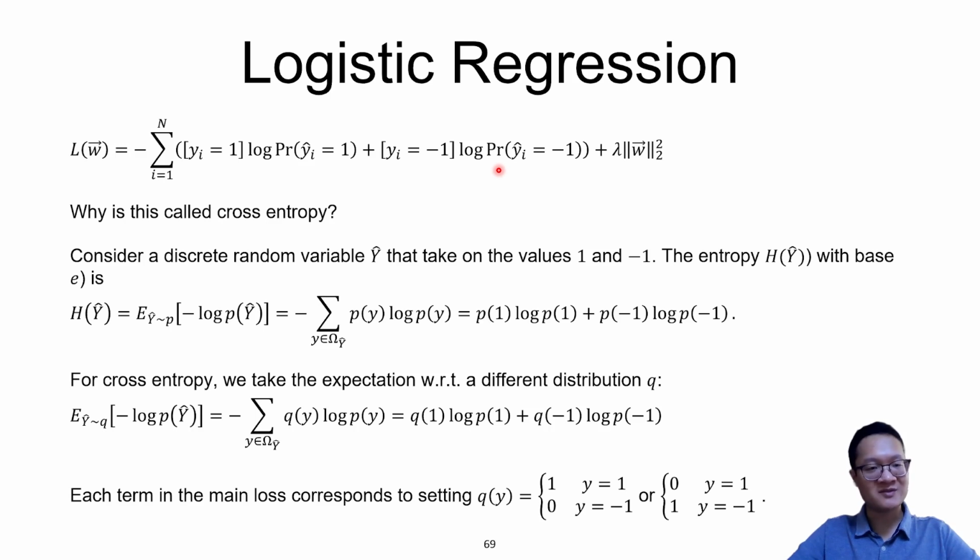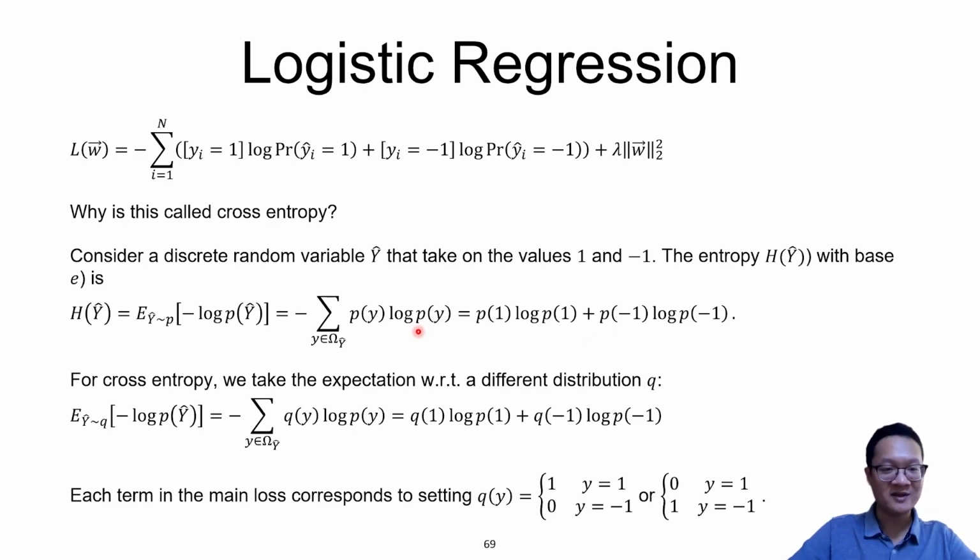Remember that previously we discussed the entropy H of y, in this case, H of y hat. Suppose that y hat takes only on values 1 and -1. Then we can compute the entropy of y hat by plugging into the formula for entropy. It's the negative sum over all the possibilities of y of p of y log p of y. So when y can only be 1 and -1, this is equal to negative p of 1 log p of 1 plus p of -1 log p of -1.